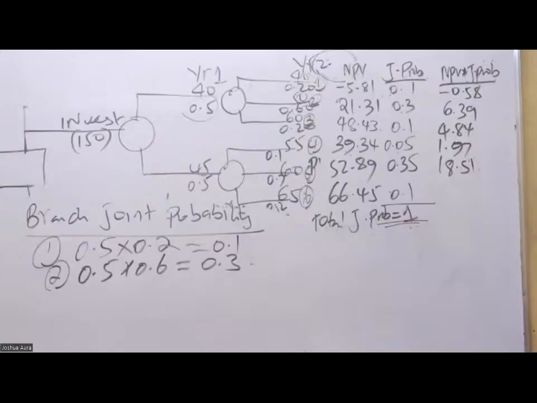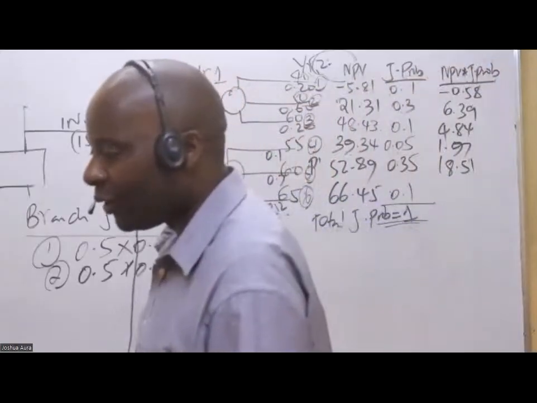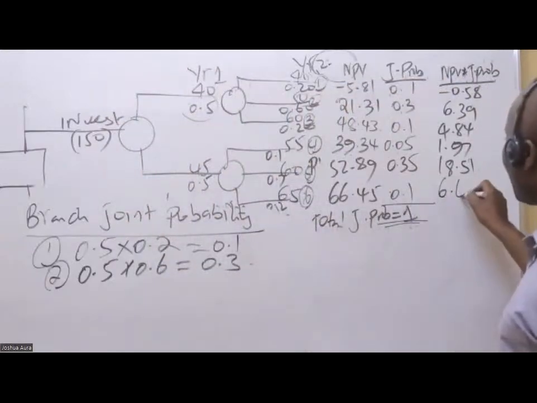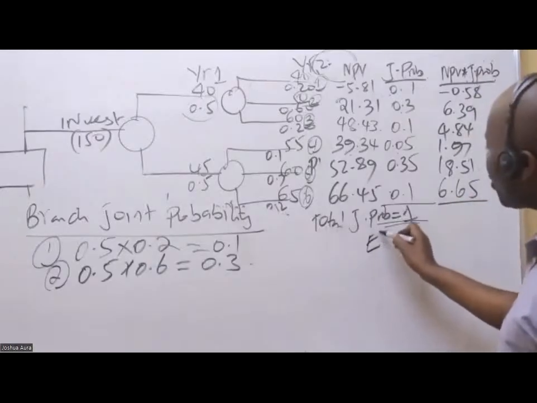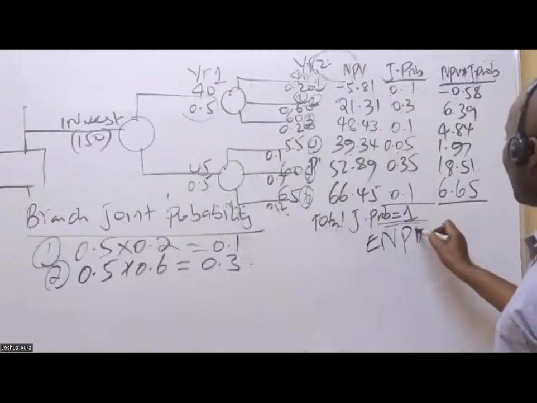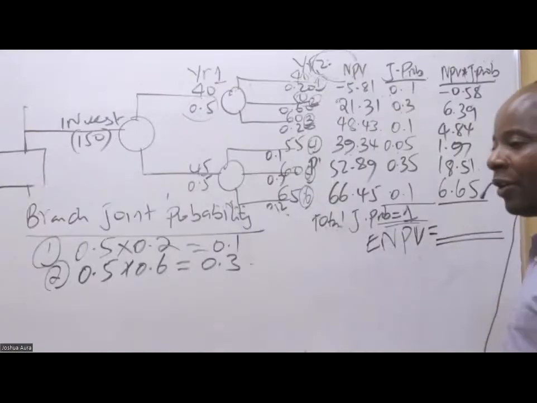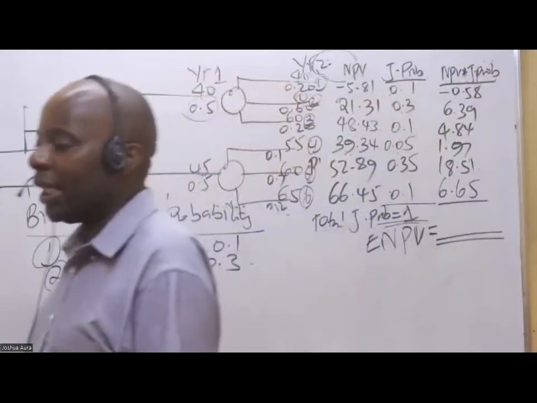Great. Now the very last one, what do we have here for the very last one? 6.65. Thank you very much. So please come and add everything. And whatever we shall get there is called expected net present value.